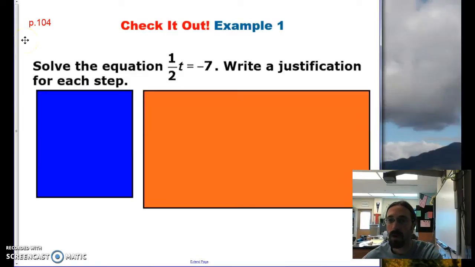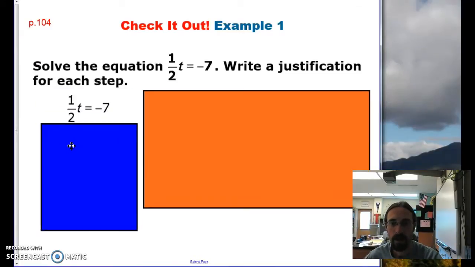Check it out, page 104. It says, solve the equation 1/2 t equals -7. Write a justification for each step. Well, you're probably thinking, yeah, Mr. Rising, I got it now. I mean, I can solve that no problem. But the key here, when we talk about proof, is explaining your reason why. So let's walk through it step by step.